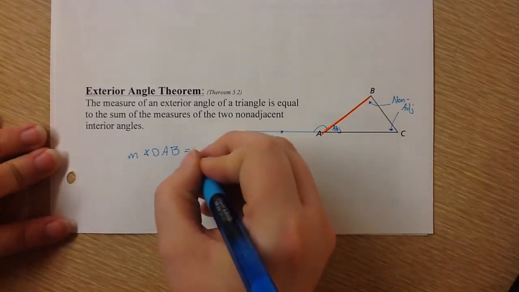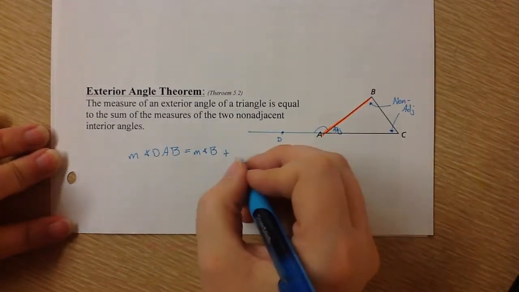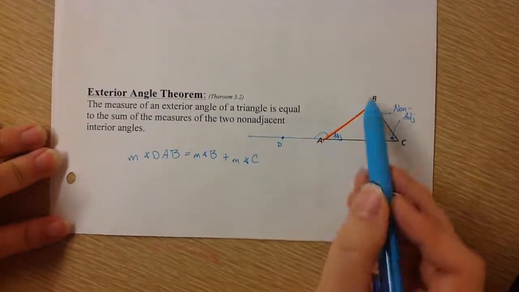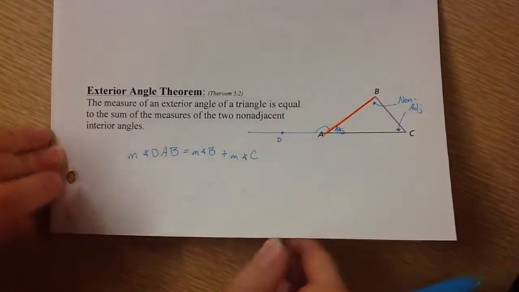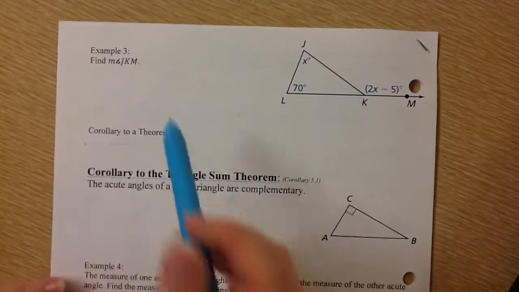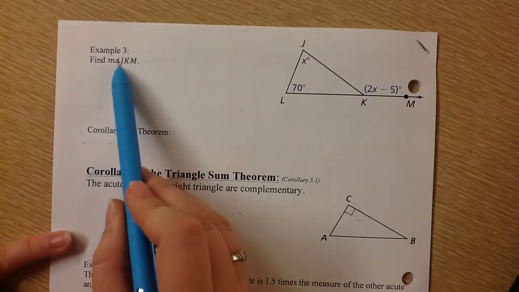here. So if I add the measure of angle B plus the measure of angle C, if I add these two, I get this. And you should have noticed that in our exploration that you did. Okay. So I can use that to actually find missing pieces of triangles. So here they want me to find the measure of angle JKM.